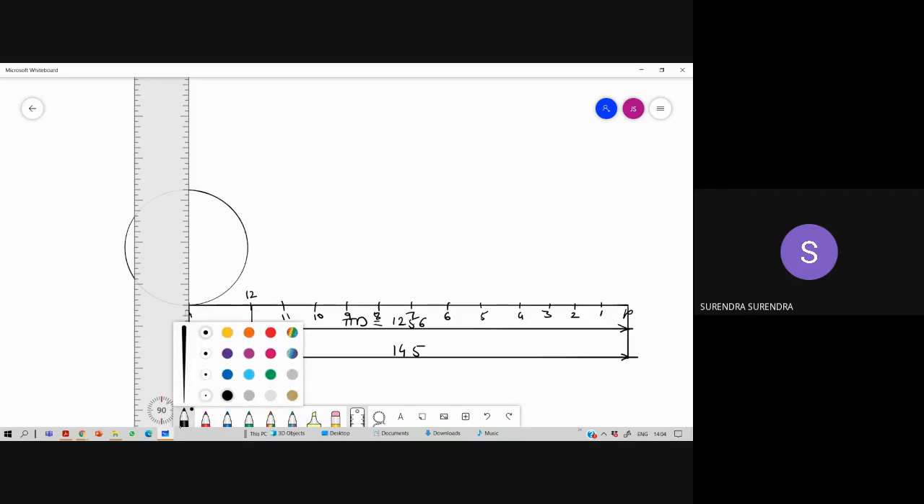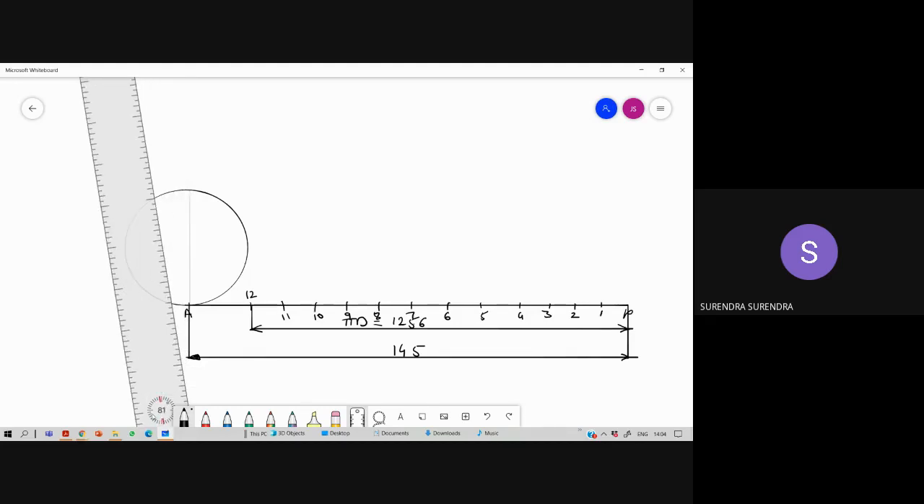So only the baseline and the circle must be with HB pencil and also the final curve. Remaining all the other lines with 2H. Be careful, because these should not dominate the final curve.